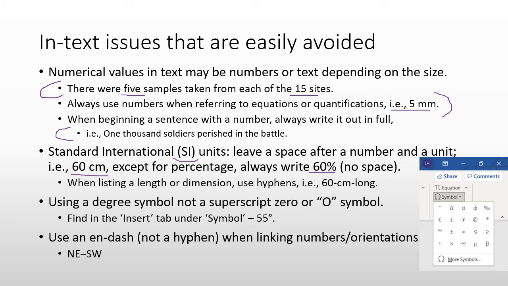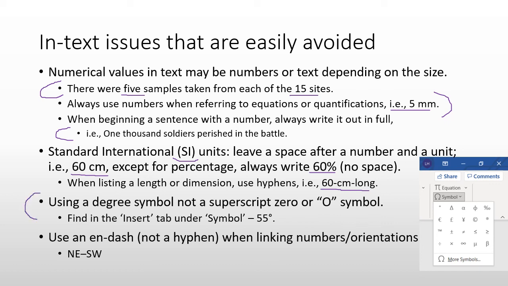If you're talking about lengths, so you're listing a length or a dimension, then you must hyphenate the phrase. So if you're using 60 centimeters long, then it's hyphenated, okay, or it's 60 centimeters wide. That is always hyphenated, and all three of those words are joined together.